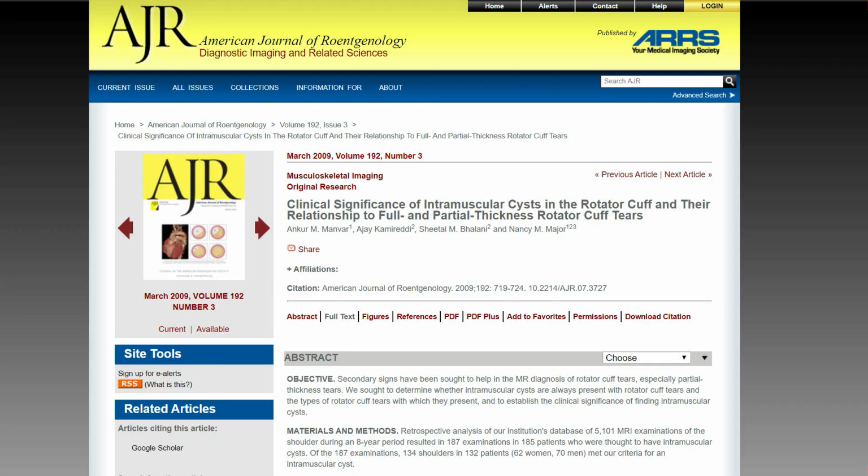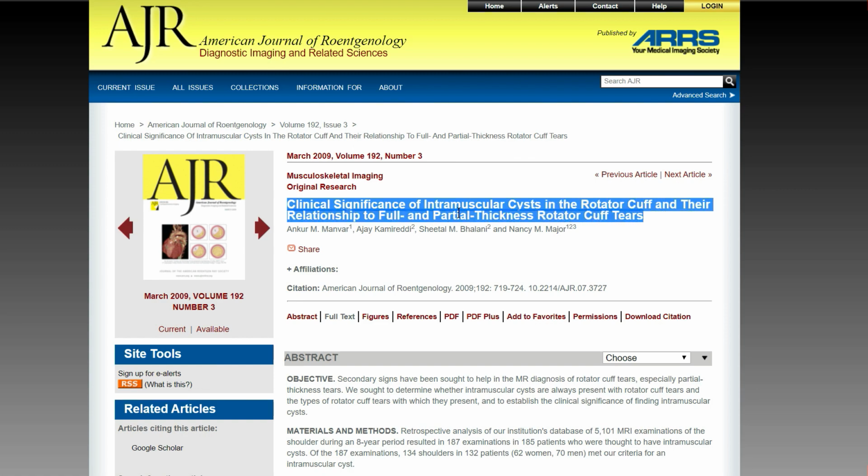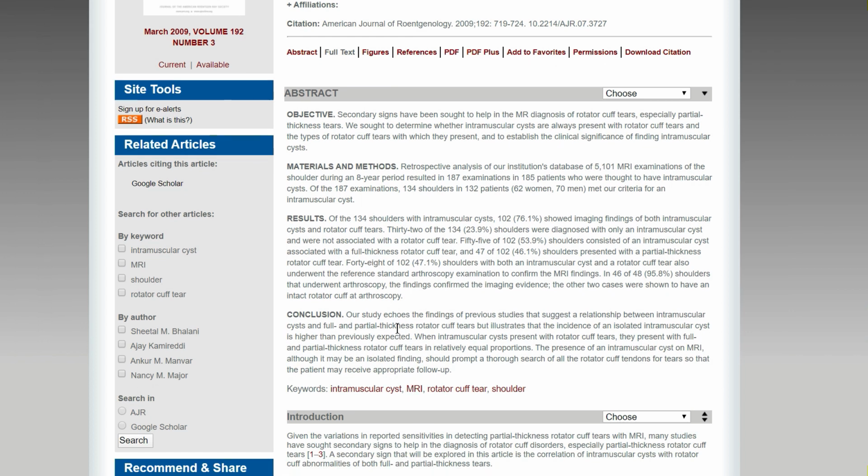There are not too many publications that are dealing with this entity, and they are already pretty old. You can see here over 10 years old. The clinical significance of these cysts of the rotator cuff and their relationship with full thickness or partial thickness tears, and the conclusion is here that there is a relationship between these cysts and the tears, and that the tears can either be full thickness or partial thickness in a relatively equal proportion. So it doesn't only have to be with partial thickness tears if you see these cysts.